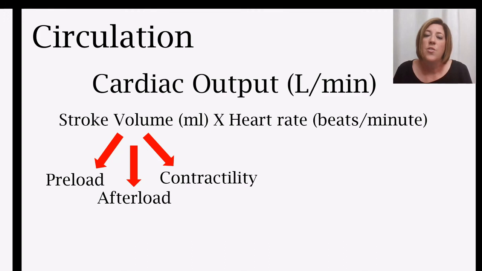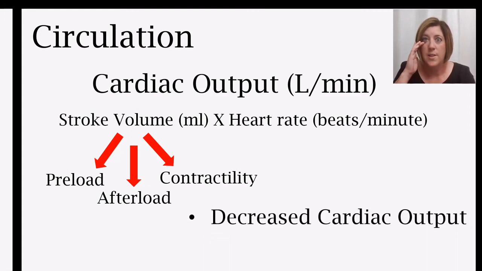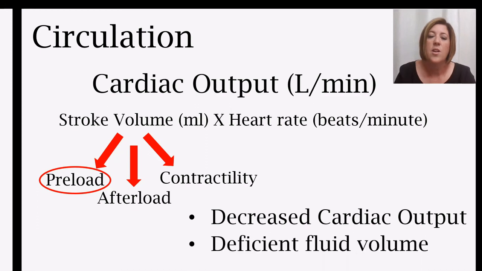space. So if you have problems with heart rate, contractility, afterload, preload, anything that's decreasing that cardiac output, the nursing diagnosis is decreased cardiac output. But if the problem is specifically with preload and it's absolute preload loss, you could also use deficient fluid volume to be more specific about what's going on with your patient.